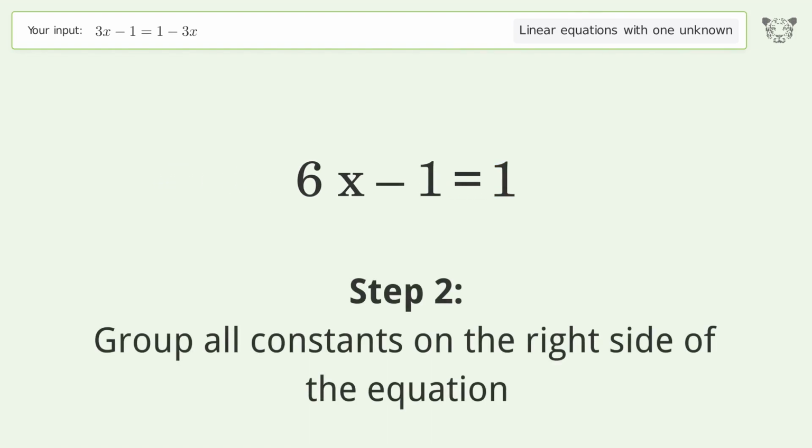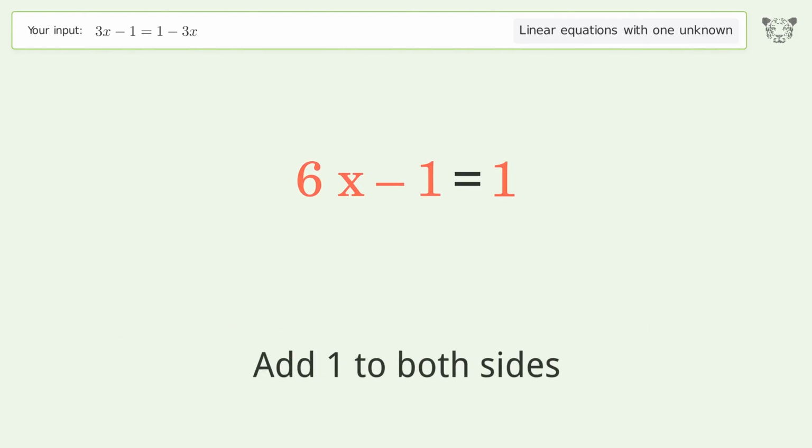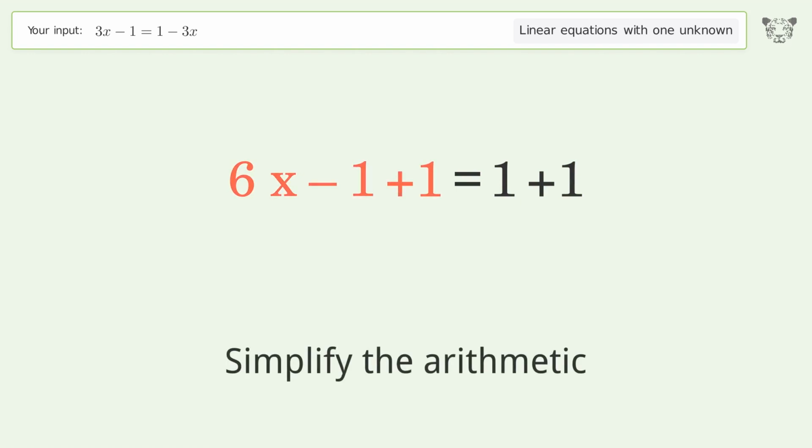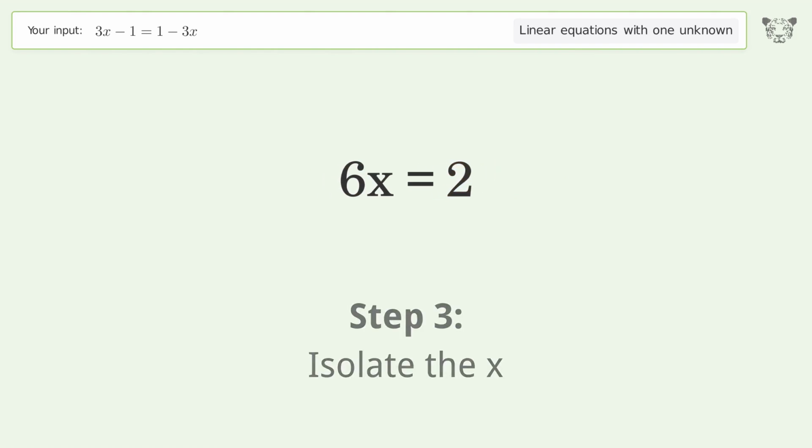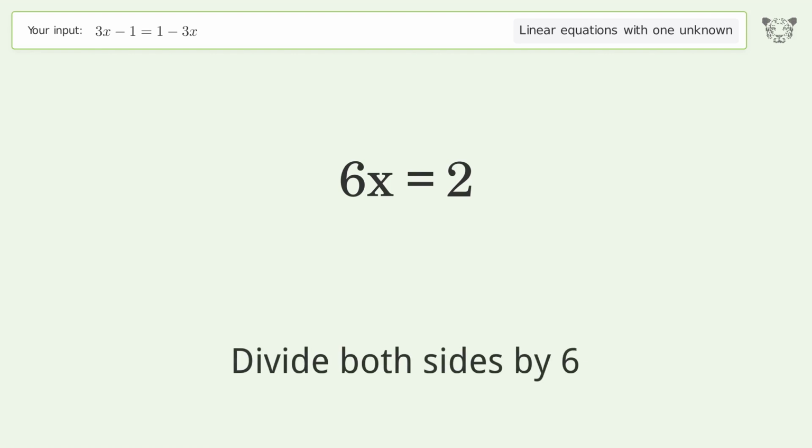Group all constants on the right side of the equation. Add 1 to both sides. Simplify the arithmetic. Isolate the x. Divide both sides by 6.